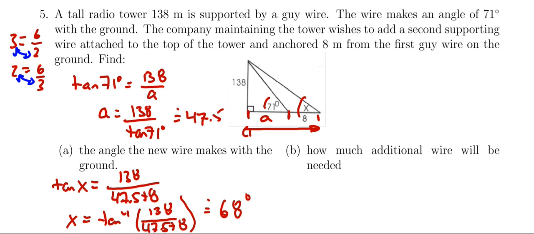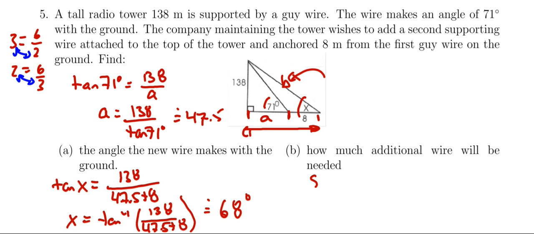Now, the next question is, how much additional wire will be needed? Now, what that's asking for is this length right here. And let's call this B. So that is now going to be the hypotenuse of that triangle. I know that the angle is 68. It's a little more than 68. I've left that number in my calculator here.